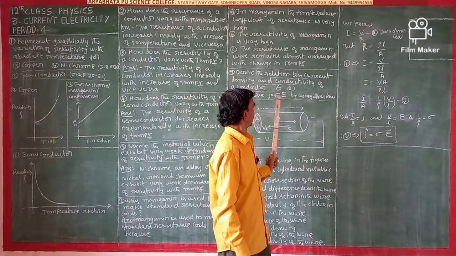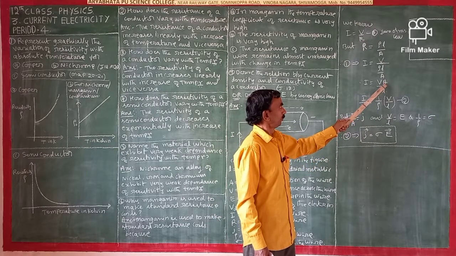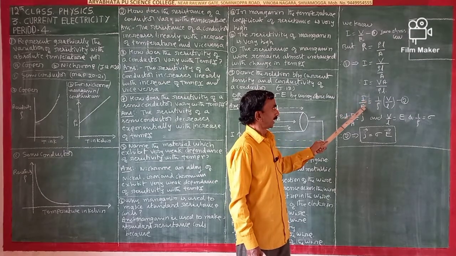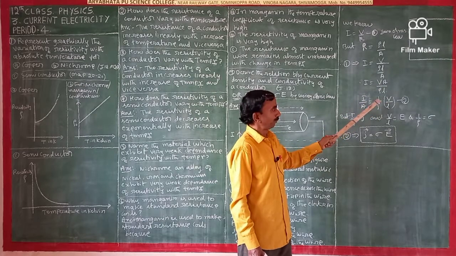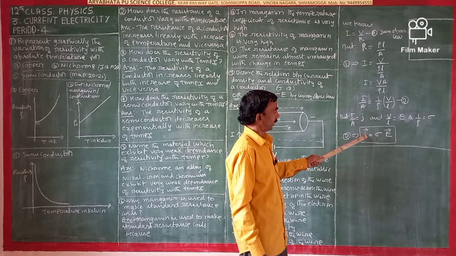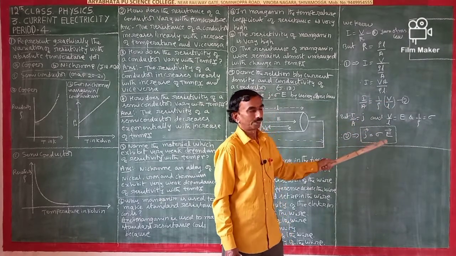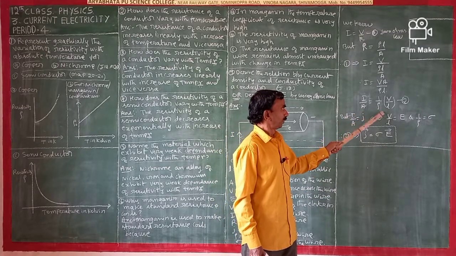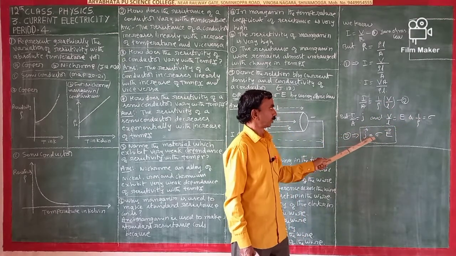We want J, the current density, which is I by A. So you bring this A to the LHS. I by A is equal to V by L separately and 1 by rho separately. I by A is the current density J, V by L is the electric field E, and 1 by rho is sigma. So J is equal to sigma E.